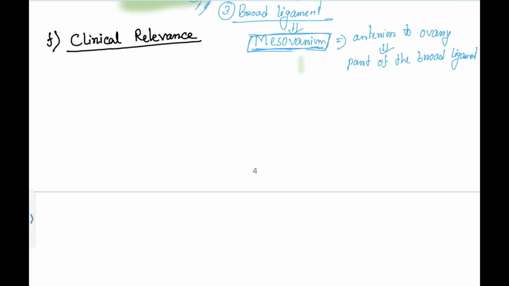Now coming to the clinical relevance. You have heard about females suffering from a condition; if I discuss one case here, it is ovarian cyst.